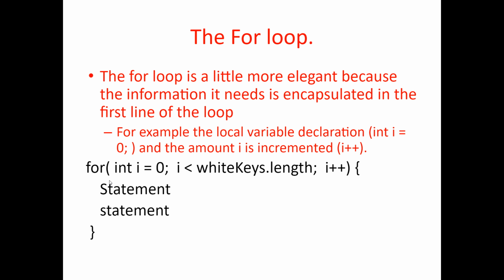An example would be something like this. Instead of while, you'd say for, and then int i = 0, and then while i is less than leftAndRightKeys.length, and then you always increment it by 1, and then you put your statements. The local variable declaration int i = 0 is inside, and the amount that i is incremented, i++, is inside the parentheses instead. So when you switch to a for loop, the int i = 0 gets deleted from up here and put in here. Same thing, down here the i++ has to be deleted. If you don't delete it, it's not going to work right.